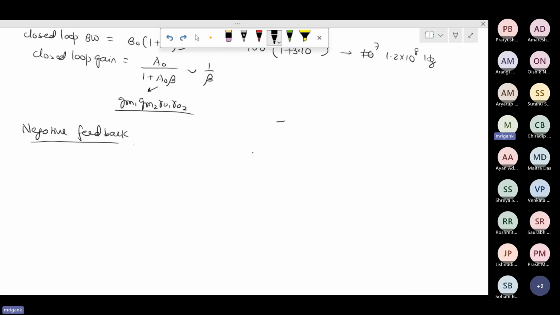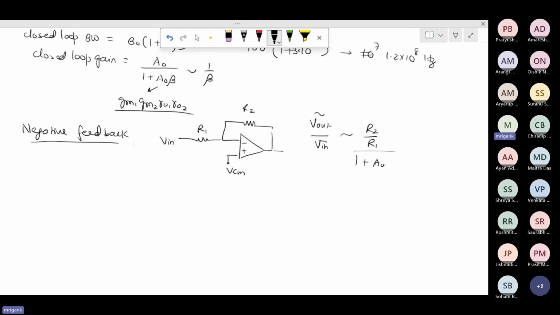Let me draw it at block level. Ultimately, you have studied this configuration, right? You can apply the Vin over here. You can fix a VDC, and this is your R2, this is your R1. This is some DC voltage, the VCM, whatever common mode voltage you are applying. Your output gain, Vout AC upon Vin AC, small signal, will be approximately equal to R2 upon R1. The exact number is divided by 1 plus A naught beta, and provided A naught beta is much greater than 1, you get approximately R2 by R1.